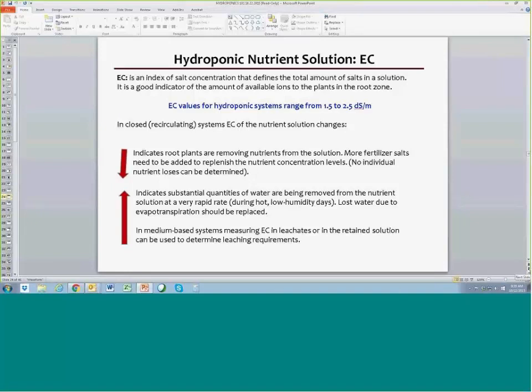Now, if the EC is going up, that means that water is being removed from the nutrient solution at a very rapid rate, and this happens during hot days or low humidity. There is much more transpiration from the plants, and not really much evaporation because you have growing plants in those channels. So anyway, you have to be monitoring that and adjusting the EC to try to maintain it between 1.5 and 2.5. Next.